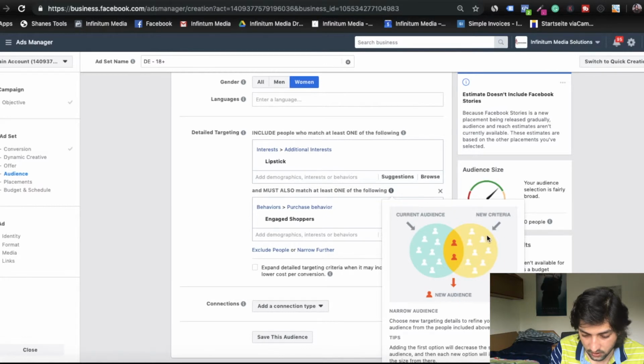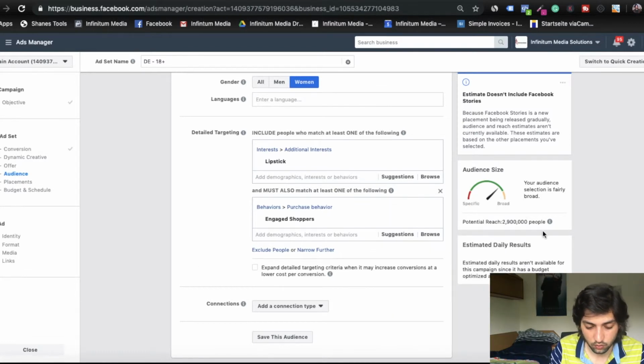So they overlap, and these are the people basically that we are targeting, which is new audience, and which is basically people who like lipstick and are also engaged shoppers. So we have 2.9 mil people, and that's a good audience to go for. And then click edit placements.